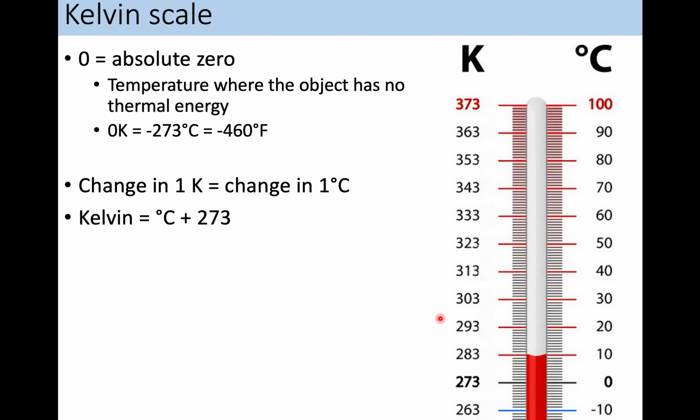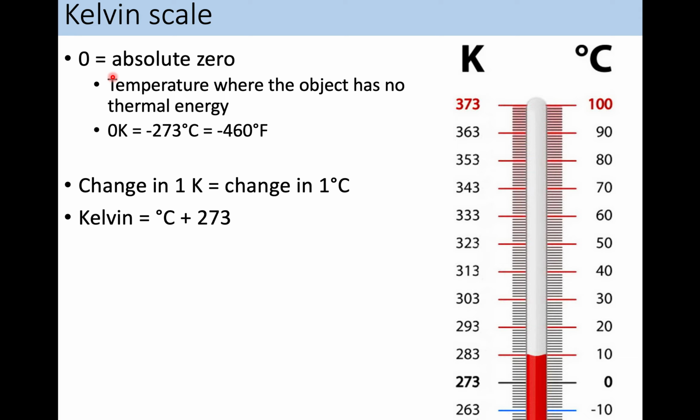The Kelvin scale is similar to Celsius, it's just offset by 273 degrees. 0 Kelvin is what we call absolute zero. This is where an object has absolutely zero thermal energy. This is equivalent to negative 273 degrees Celsius or negative 460 degrees Fahrenheit, where there is no thermal energy in that object, nothing. And then things warm up from there. So absolute zero on the Kelvin scale is negative 273 Celsius.